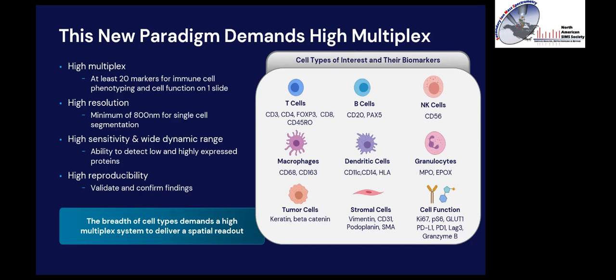And realistically, we need to analyze 30 or 40 of these different proteins at the same time to build this entire comprehensive picture of the tissue microenvironment. And so we need a highly multiplexed imaging platform for this, where we have at least 20 markers for immune cell phenotyping and cell function on a particular sample itself.